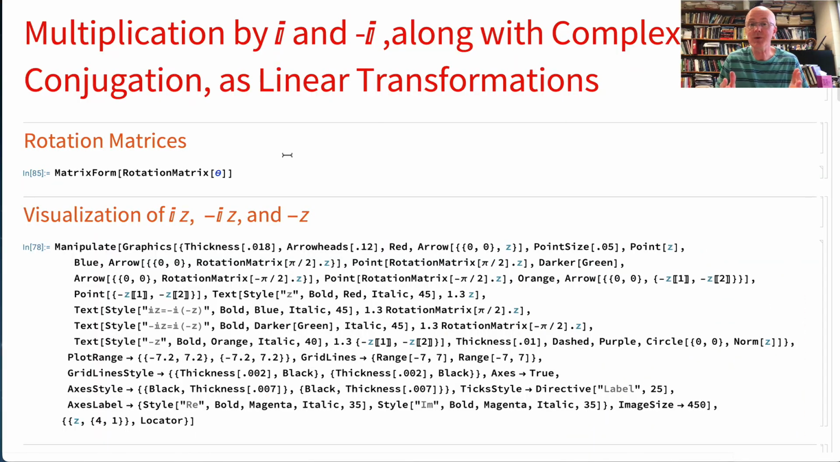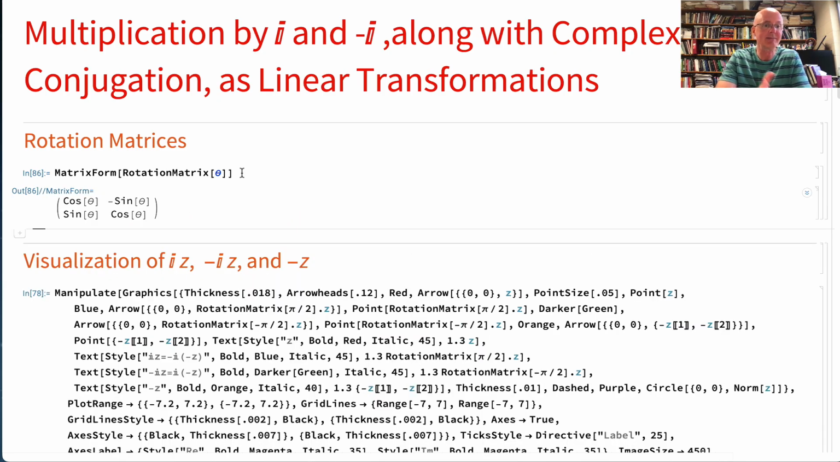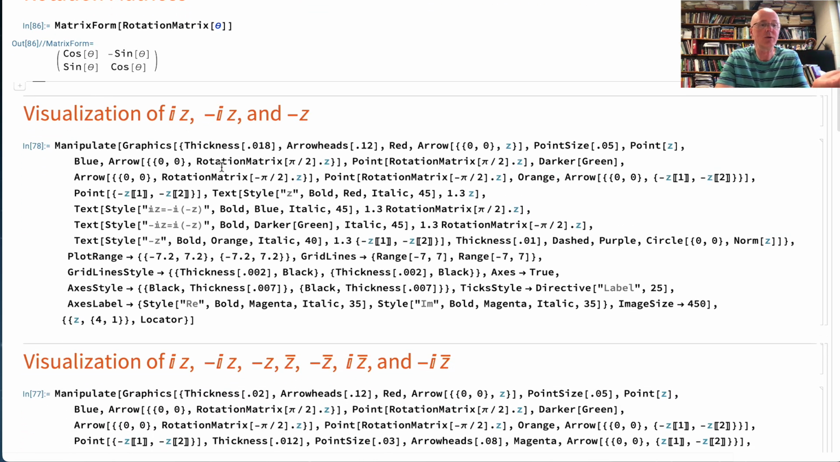We end, as usual, with some pretty cool things in Mathematica. First of all, I want you to know that Mathematica does have rotation matrices built in, and if I enter this code here, RotationMatrix theta, plugged into MatrixForm, which displays the output as a matrix, I get that matrix that I showed you a few minutes ago. I can make use of that to do some pretty cool visualizations.